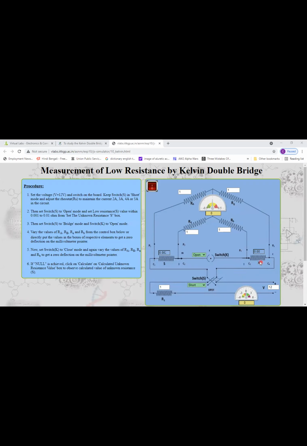The formula for R is capital P divided by capital Q, the arm ratio, multiplied by S. This is the main formula, just like the Wheatstone bridge. Then one added term is small q into R divided by small p plus small q plus R, multiplied by the bracket of capital P by capital Q minus small p by small q. Just see the formula.